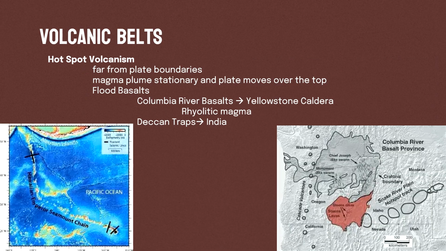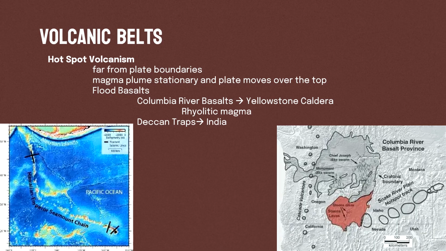The last type of volcanism is hotspot volcanism, and these are volcanism that occur far from plate boundaries. And if you remember from the previous unit, the hotspot is created by a magma plume that is stationary in the mantle. So this magma plume does not move at all, and then the plate moves over the top of it, and the magma plume is able to eat away at the plate that is over the top of it and create a volcano from that.